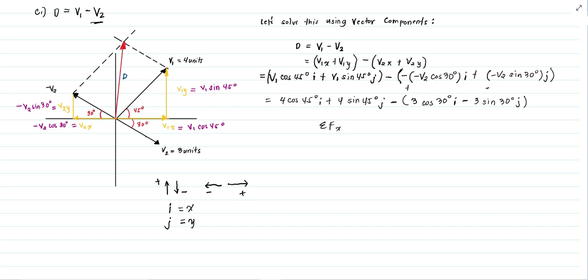Now, let us combine all force components at x, and force components at y, by identifying the values with the coefficients of i and j respectively. The force components at x are 4 cosine 45 degrees minus 3 cosine 30 degrees. On the other hand, the force components at y are 4 sine 45 degrees plus 3 sine 30 degrees.